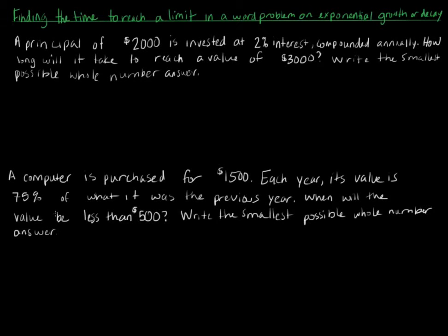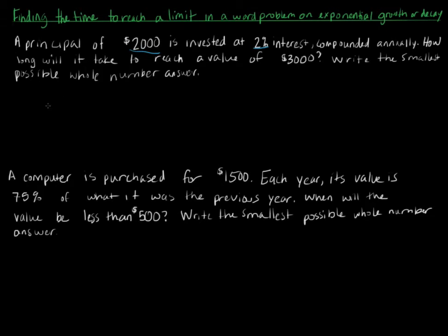Video, I want to talk about how to find the time to reach a limit in a word problem on exponential growth or decay. So in the first question, it says a principal of $2,000, that means the original amount is $2,000, is invested at 2% interest, compounded annually. How long will it take to reach a value of $3,000? Write the smallest possible whole number answer.